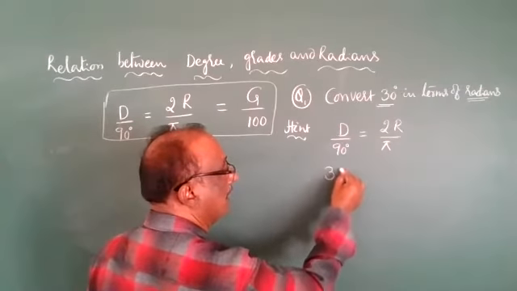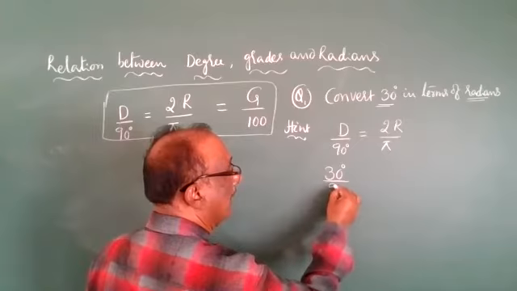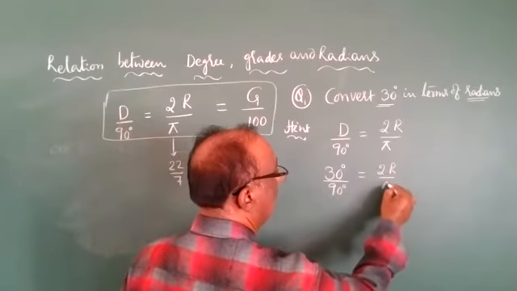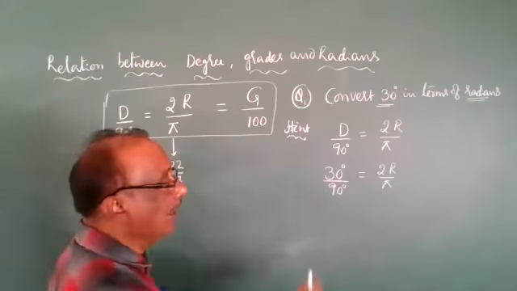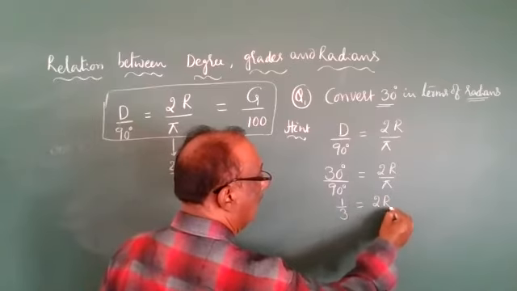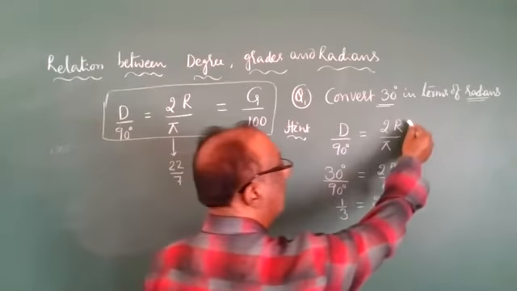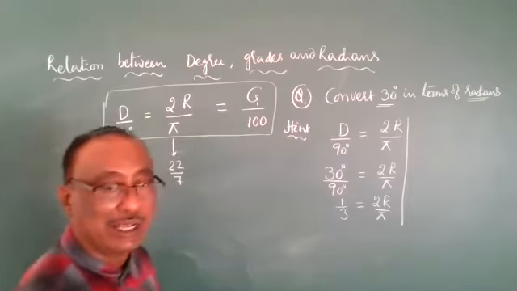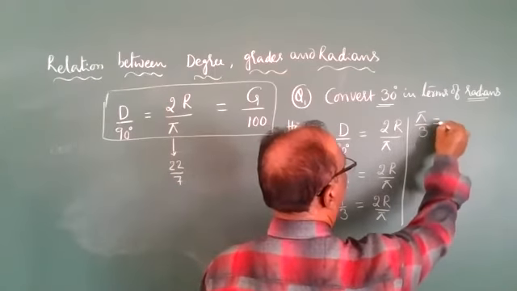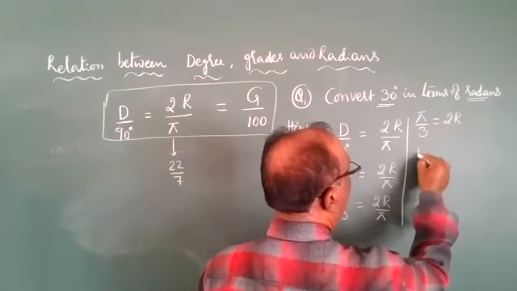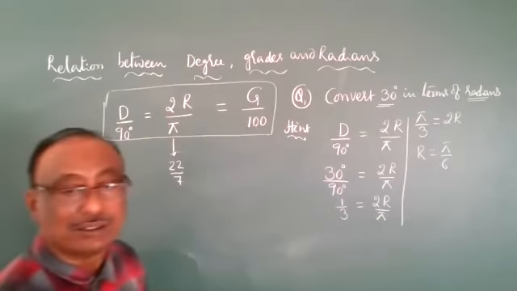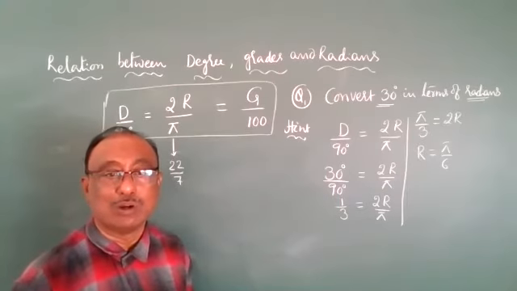Write down 30 by 90 degrees is equal to 2r by pi. Cancel: 1 by 3 is equal to 2r by pi. Find the R value, where R means radian. Cross multiplication: pi by 3 is equal to 2r. Now R is equal to pi by 6 radians.